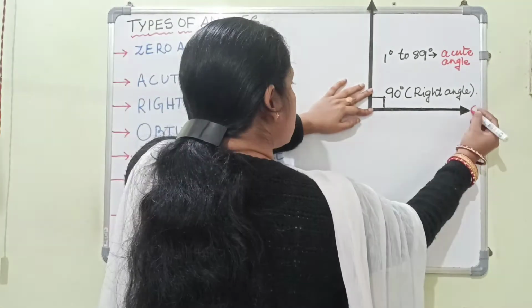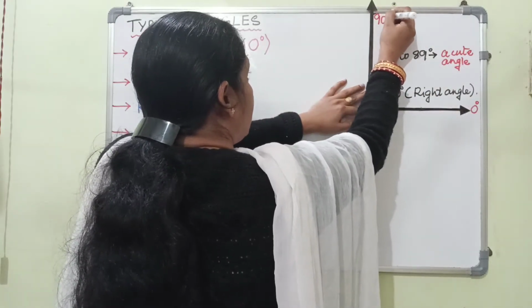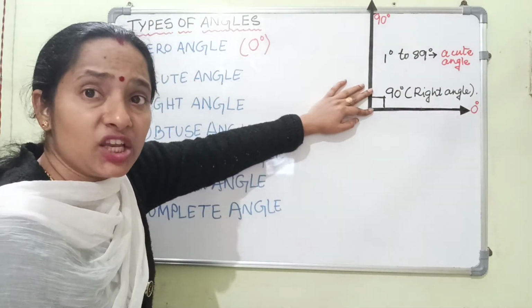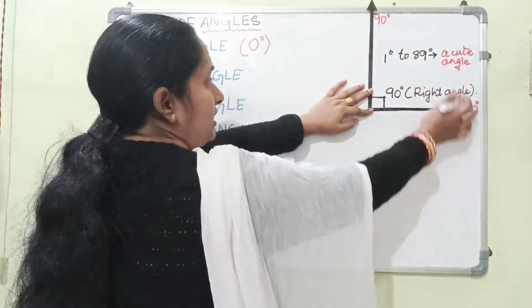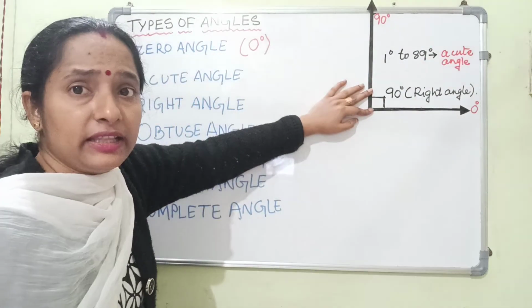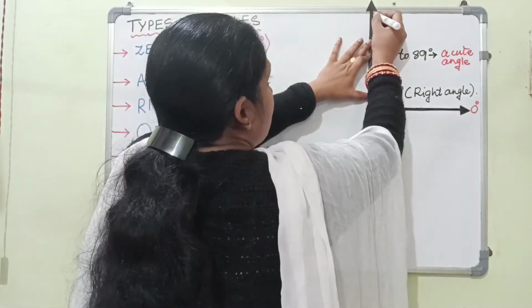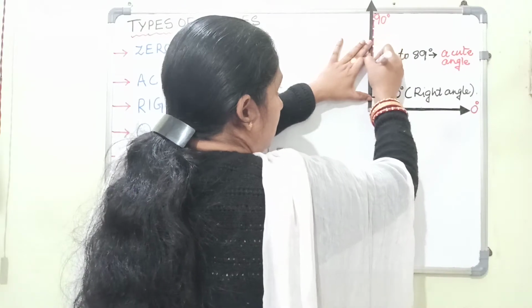This means the acute angle lies between 0 degree and 90 degree. Here the angle is 0 degree and here the angle is 90 degree. So all the acute angles lie between 0 degree and 90 degree. In this region, whatever angles you will get, they all are called acute angles. Now let me mark this position. It is the right angle, isn't it?